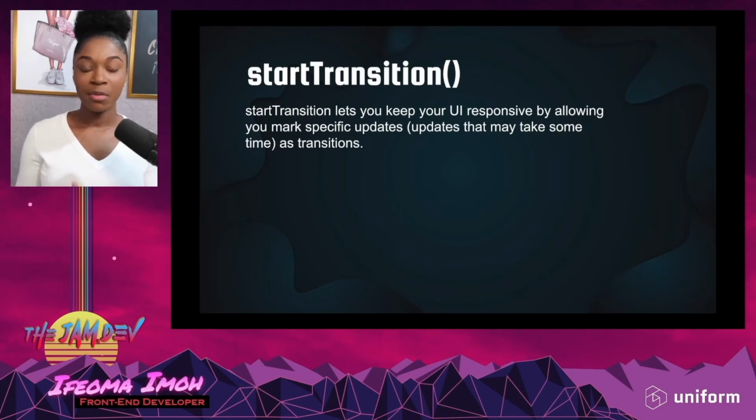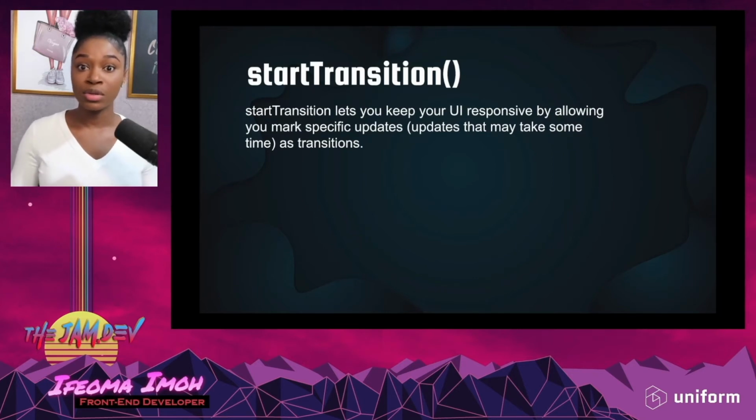Now, a page may have updates that take time and can block user interactions, making the page feel unresponsive. Now, these updates that take time can be due to slow network or slow rendering. The StartTransition API is an amazing solution for that. Now, StartTransition helps you keep your UI responsive by allowing you to mark specific updates as transitions, and updates marked as transitions are called transition updates.